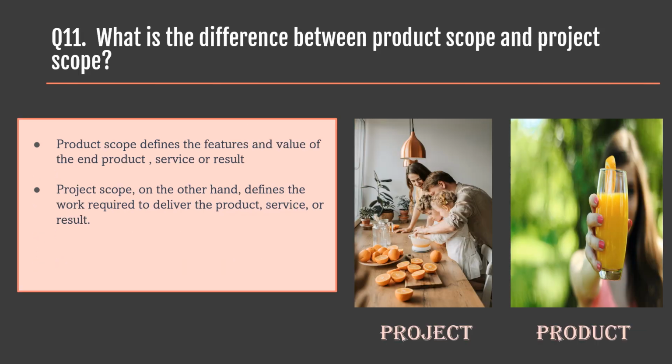Question number 11. What is the difference between product scope and project scope? Product scope refers to the features and functions that characterize a product, service, or result. Project scope, on the other hand, defines the work required to deliver the product, service, or result. Here, product scope can be a user-friendly interface for easy navigation, menu selection and customization options, secure online payment options, real-time order tracking, options to manage delivery addresses.